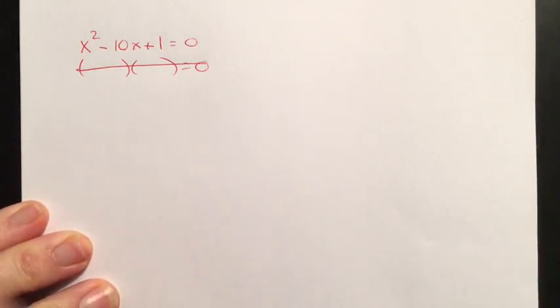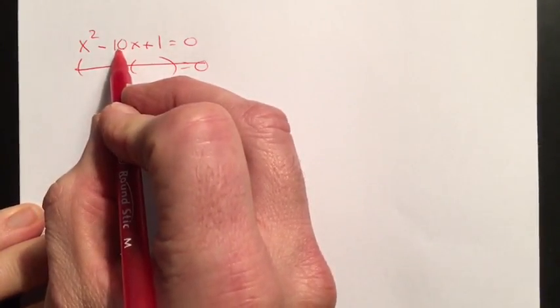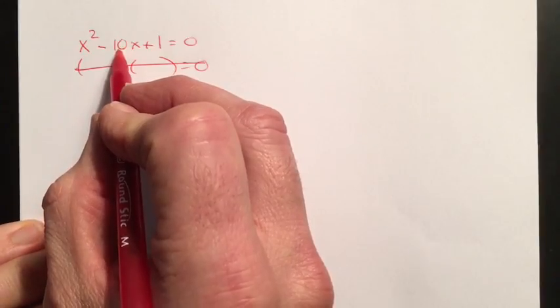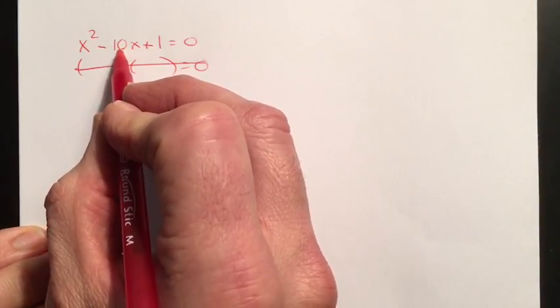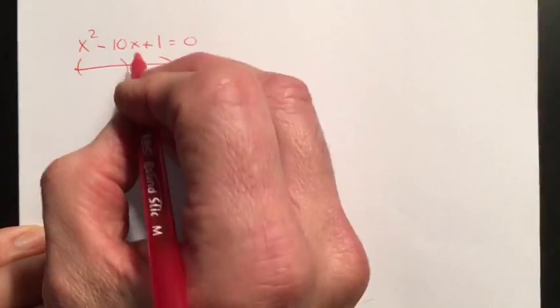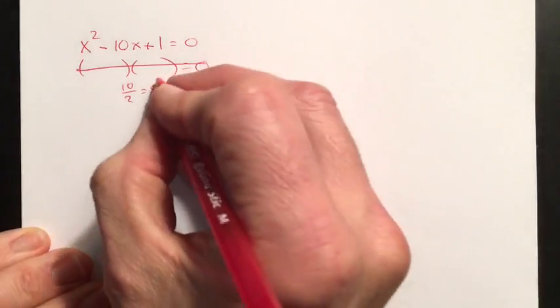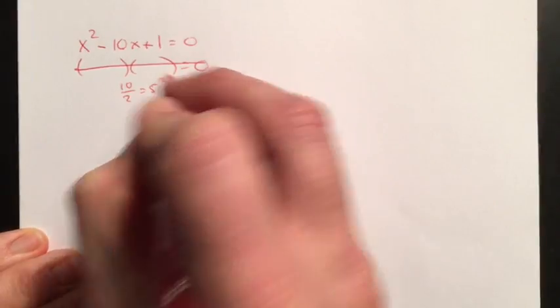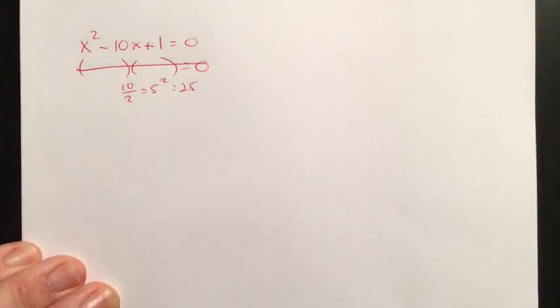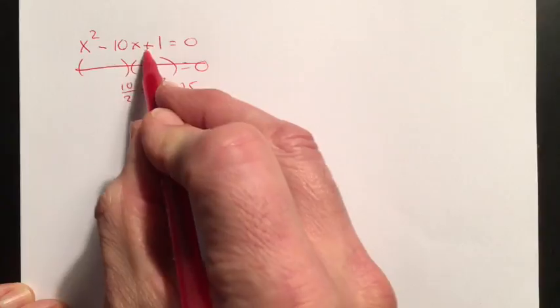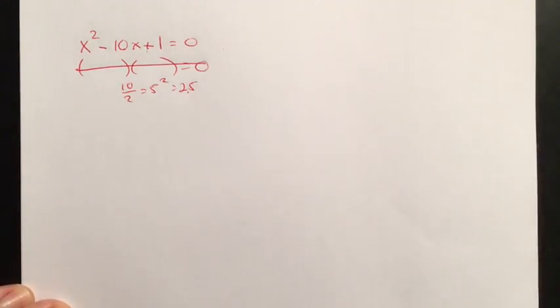To complete the square, you take the b term and cut it in half, so that'll be a 5, and then square it. So you take the 10, divide by 2, you get the 5, and then you square the 5, you get 25. Now what do you do with that to complete the square? Well, now you're going to add that to both sides of the equation.